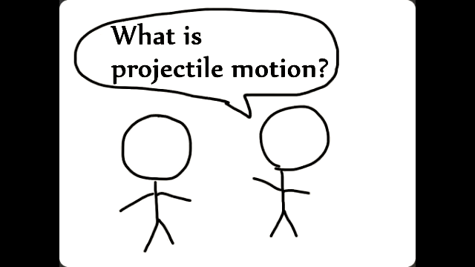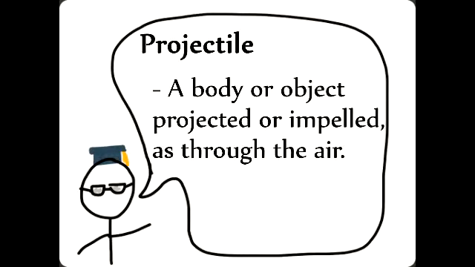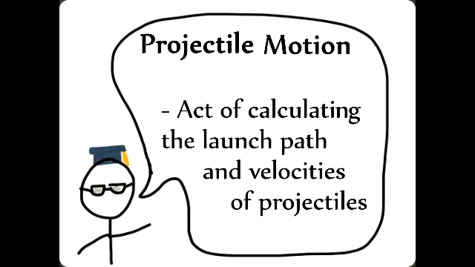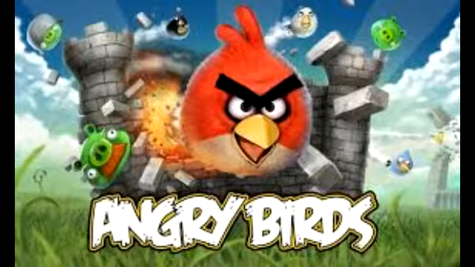To start, we need to know what projectile motion is. A projectile is a body or object projected or impelled forward, as through the air. So by definition, projectile motion is the act of calculating the launch path and velocities of a projectile. In our demonstration, said projectile will be this red bird and its target will be this tower.